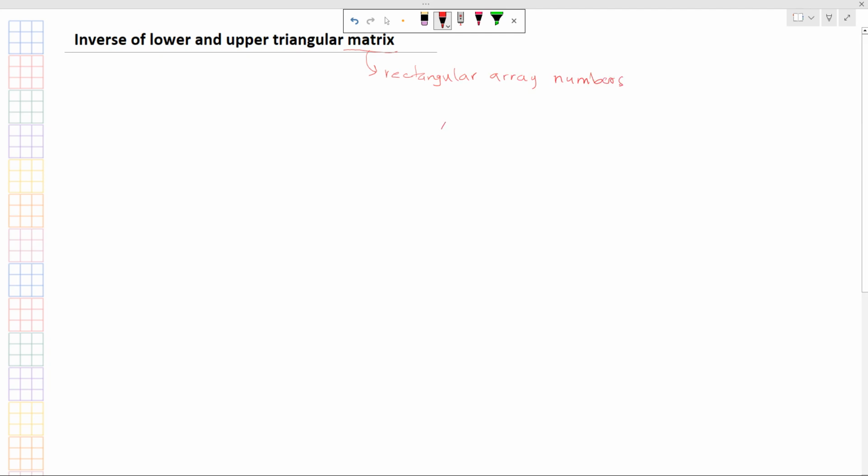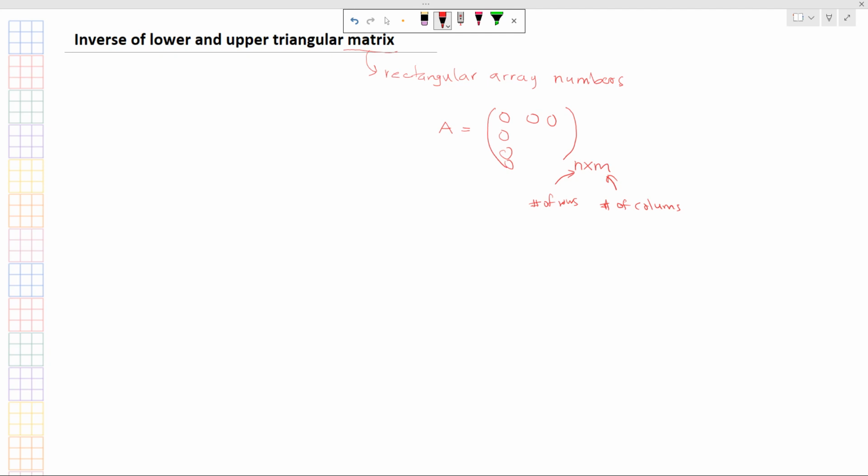For example, if I take a matrix A, it can be of any size. We will just say n cross m, where n means the number of rows, whereas m means the number of columns. So it will contain n rows and m columns, and in each cell, or each entry, we will have scalars.